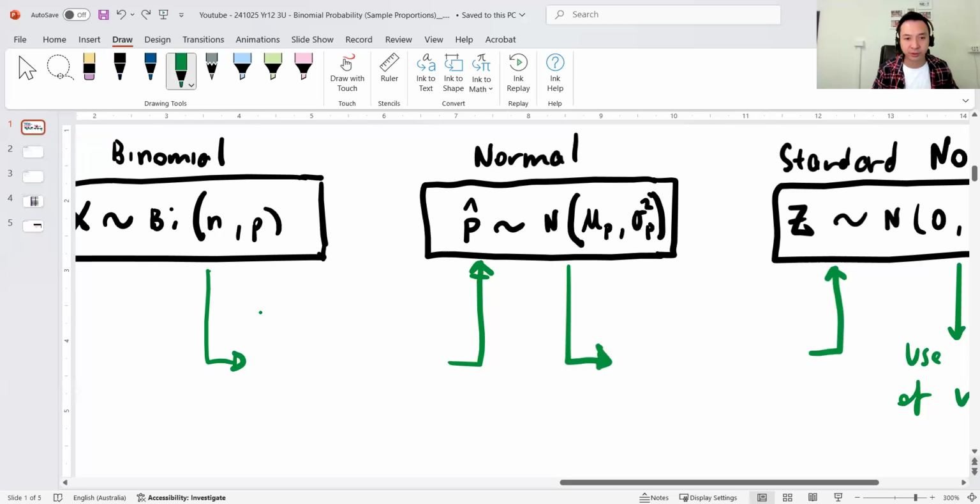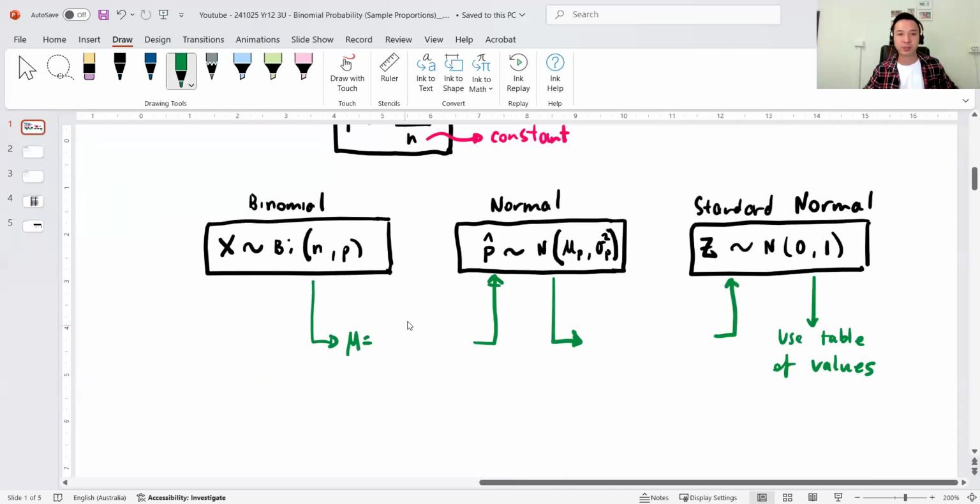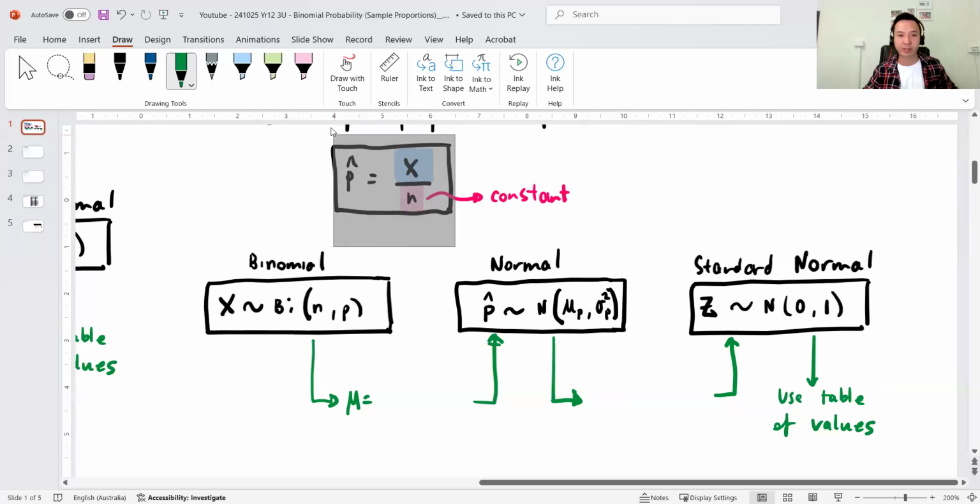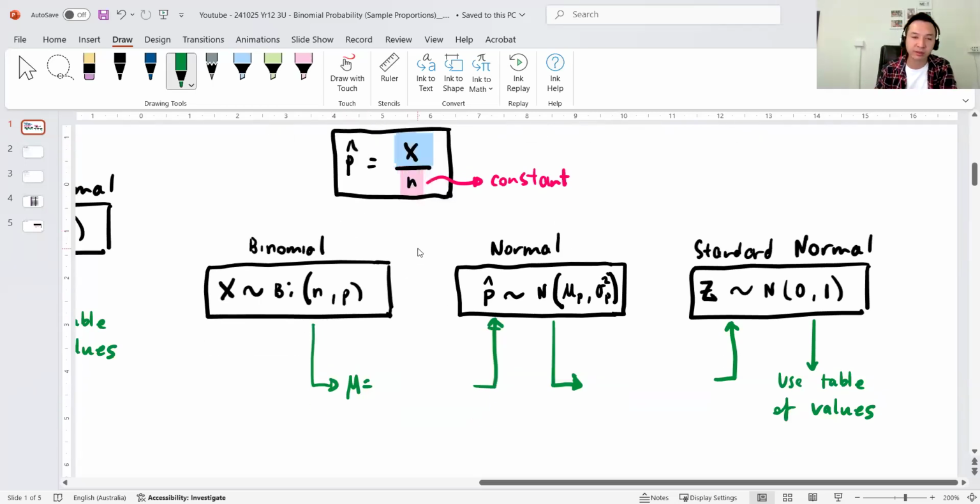So with the mu, now I know it's going to be, right, because the variable p hat equals x on n, right? The expected value of x is np, and I now need to divide it by n, so it's just p. So whenever you see expected value of p hat is p, mathematically, that's why it's true.